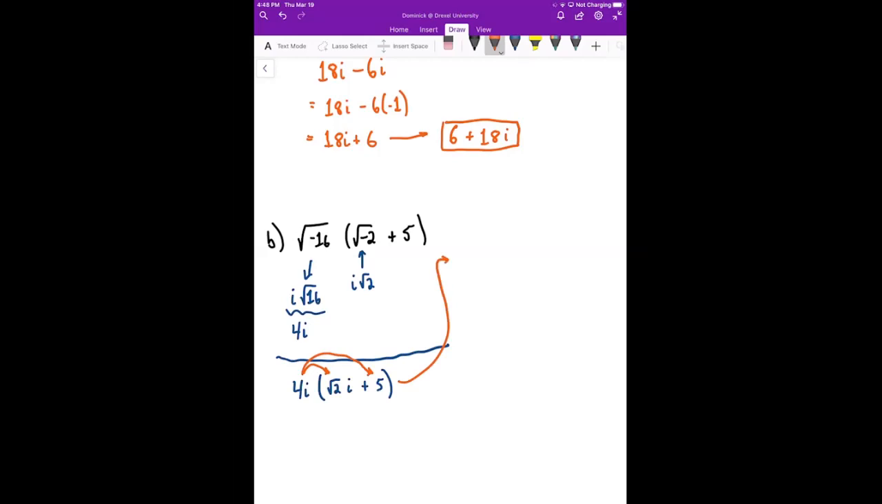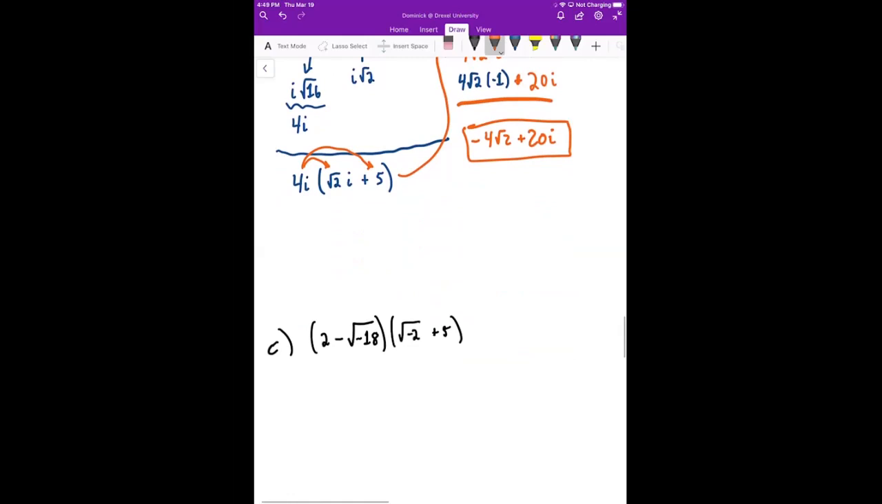So if we distribute, we get a 4 times the square root of 2 times an i squared. And then a 4i times 5 is a 20i. Now we again have i squared, so we'll write that as a -1. So this is 4 square root of 2 times -1 plus 20i. Once we multiply by the -1, we get a -4 square root of 2 plus 20i. And there's a final answer.